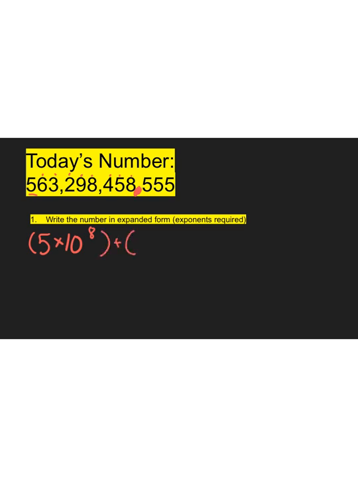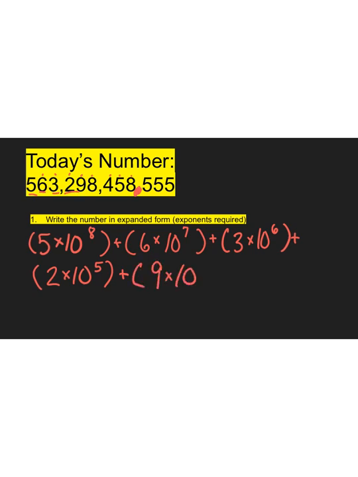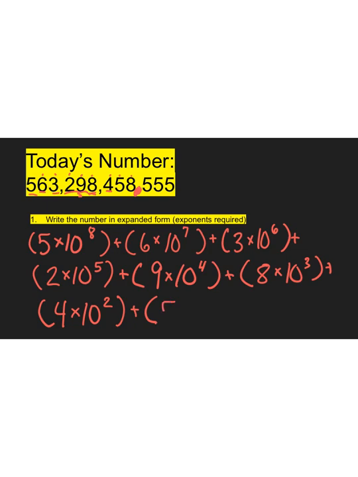Close parentheses, plus 6 times 10 to the 7th power, plus 3 times 10 to the 6th power, plus 2 times 10 to the 5th power, plus 9 times 10 to the 4th power, that gets me to my 10,000s place, plus 8 times 10 to the 3rd power, that's my thousands place, plus 4 times 10 squared, got that, 5 times 10 to the 1st power, which is really just 10, plus 8 times 10 to the 0 power, which is really 1.